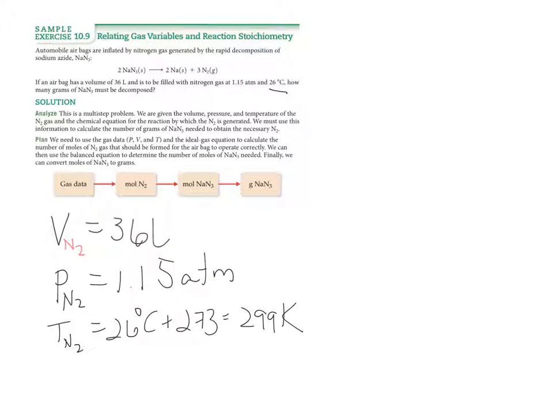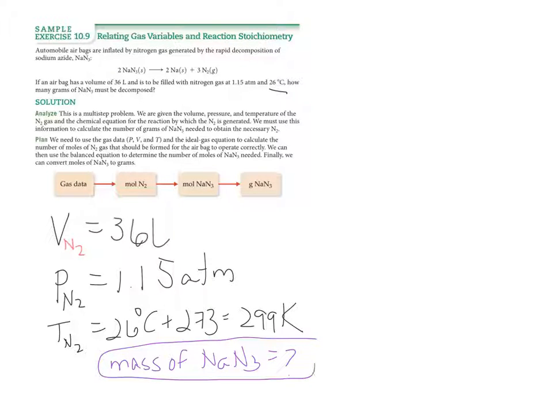Okay, so that's what I have, and what I want to find out is the mass, right, the grams of my sodium azide, which I should have written first. So that's what I want to find out. That's what I'm looking for. So if I go ahead and look at my equation, I want to find out grams of sodium azide, but I'm given a lot of information about my nitrogen gas.